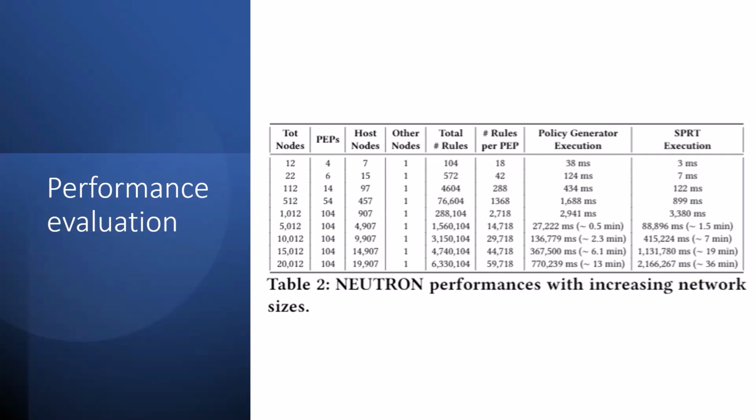Since the policy generator enforces defense in depth, the number of rules grows exponentially, as you can see, with the number of hosts and nodes, and of course, PEPs. Especially if you have more complicated networks where you have multi-path propagation between two endpoints, the network's complexity increases. And of course, NEUTRON has to examine all the possible paths to ensure that the policies, the requirements, are satisfied.